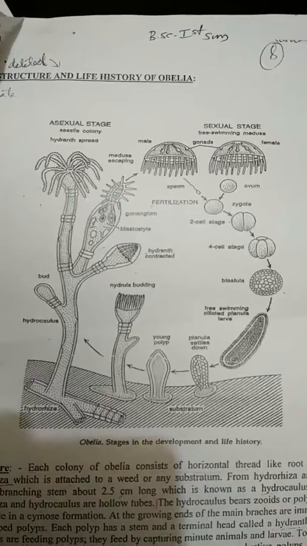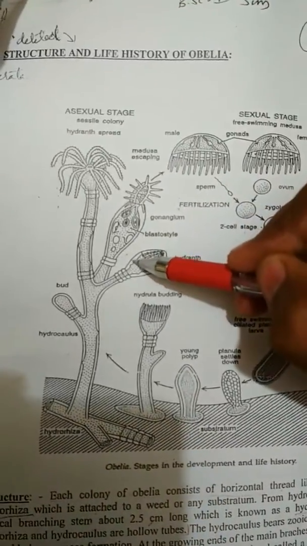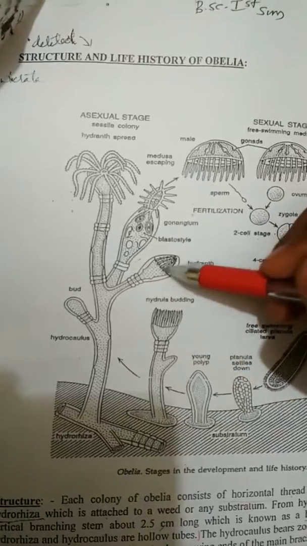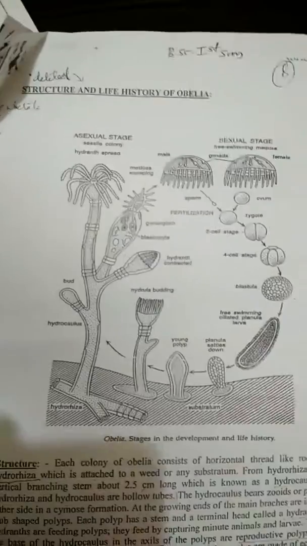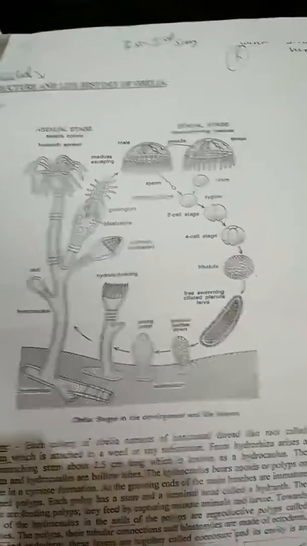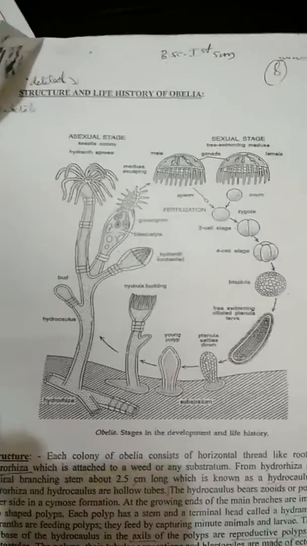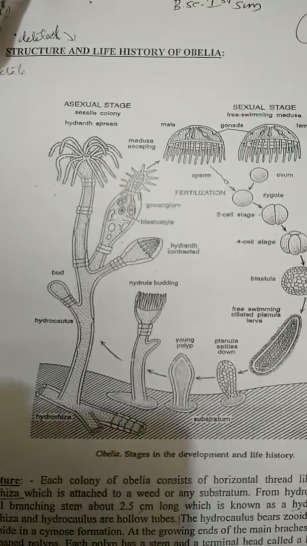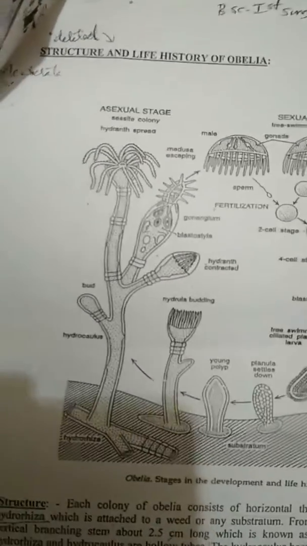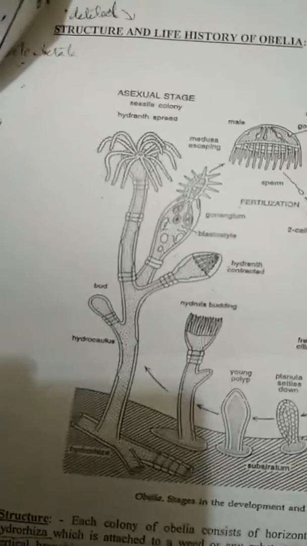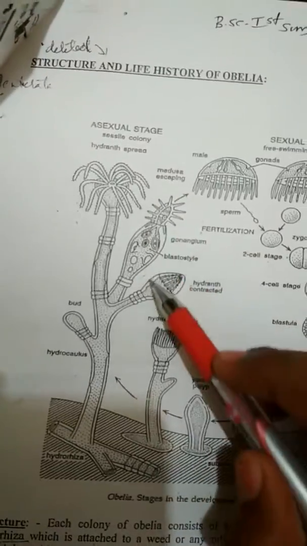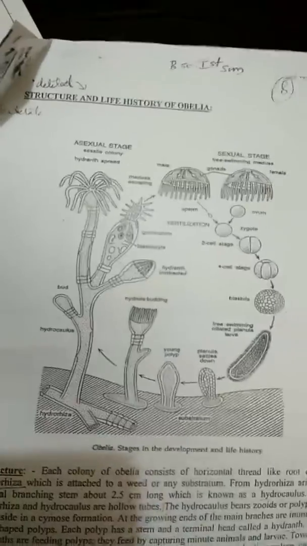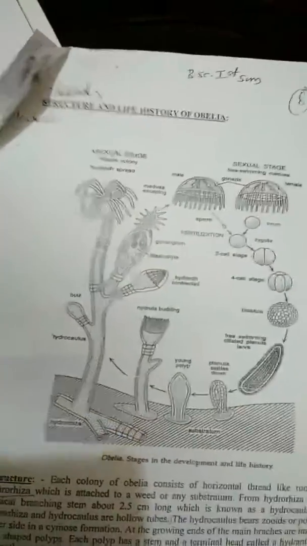Then the outer body is covered by a yellow thick covering. That yellow thick covering is called the perisarc. What is the perisarc? It is a yellow tough covering secreted by the ectoderm to cover the body.